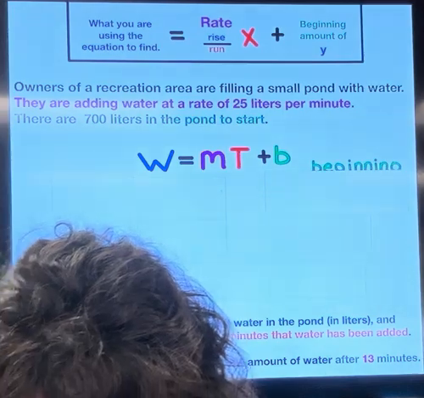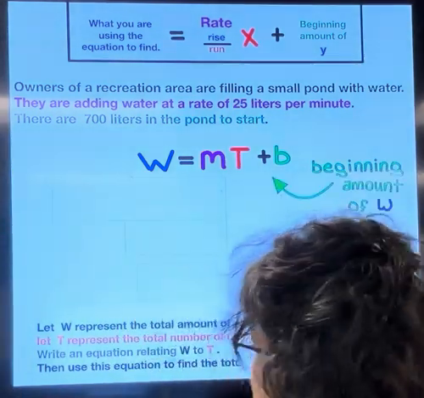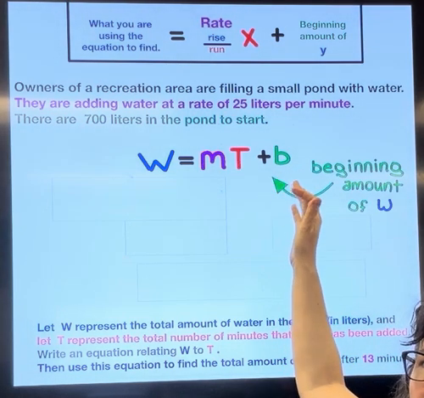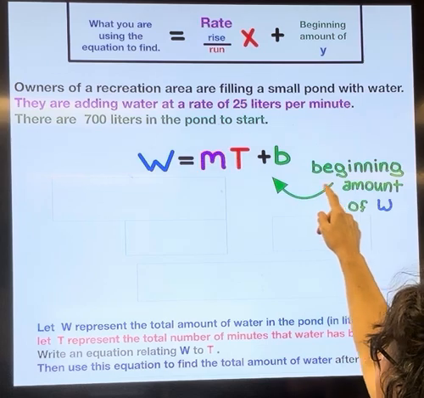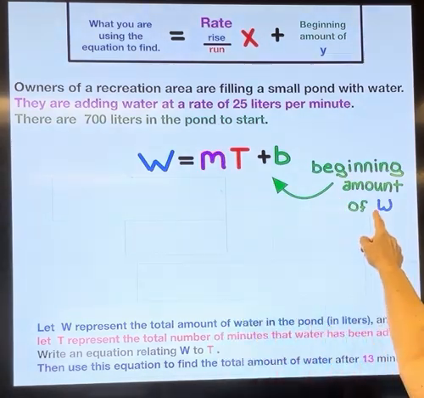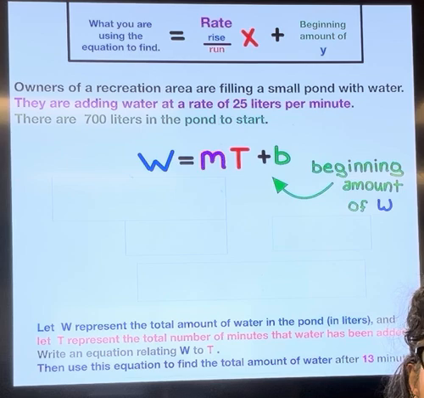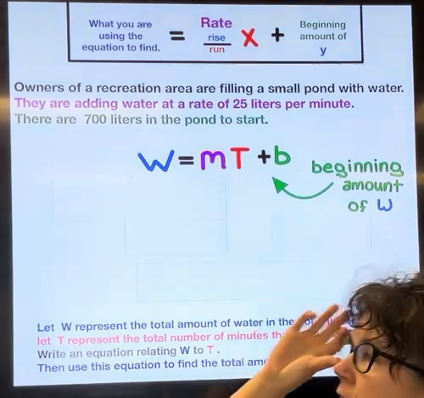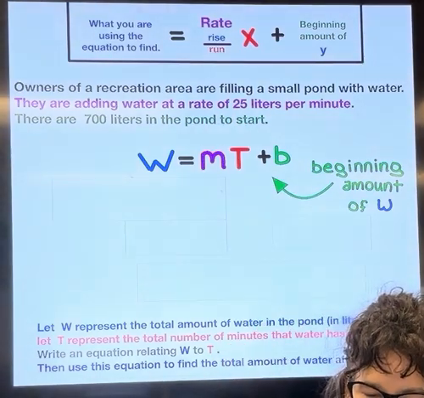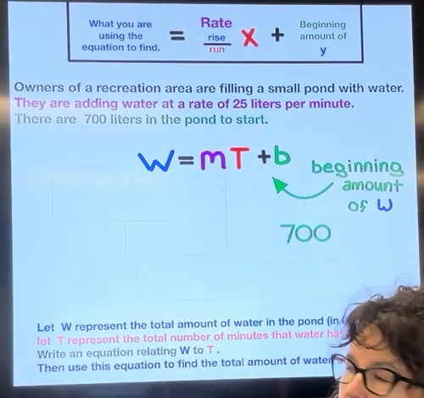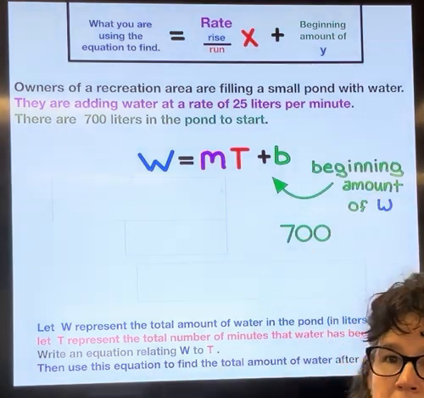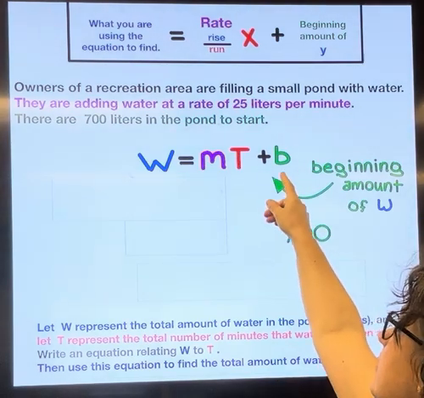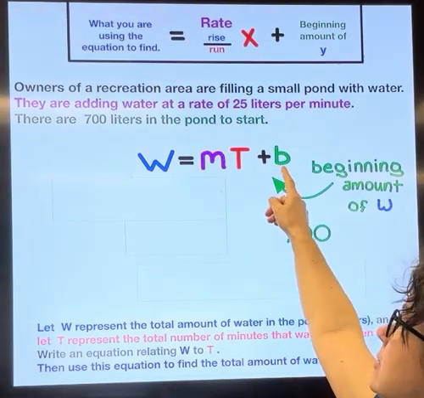Now let's start off with the B value. B again is your y-intercept. It's the beginning amount on the y-axis. And so our y-axis is W, so it's the beginning amount of W, the beginning amount of water. So looking through here, it says there are 700 liters in the pond to start with. So I know that the B value is going to be 700.